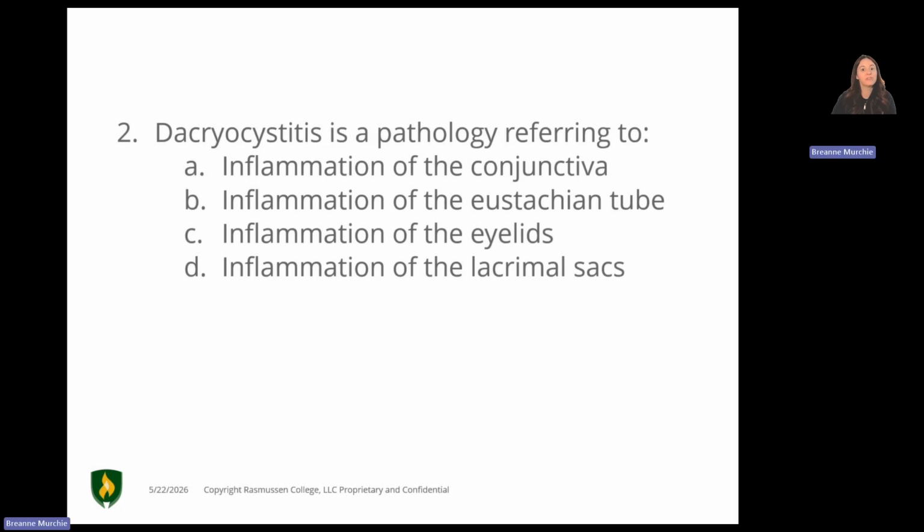Number 2, dacryocystitis is a pathology referring to inflammation of the lacrimal sac, because dacryo in medical terminology means tear, and cysto means a fluid-filled sac, and which fluid-filled sac is filled with tears? Your lacrimal sacs.